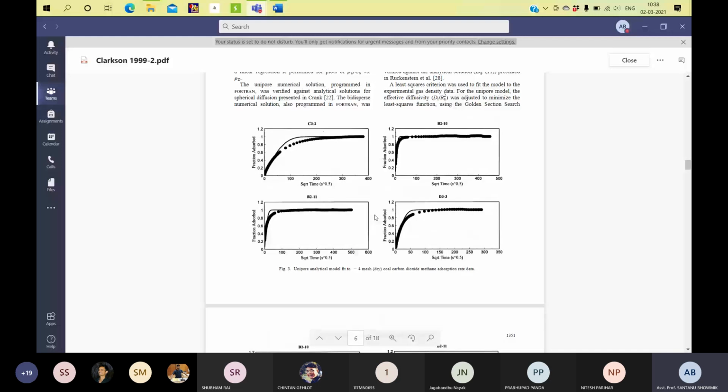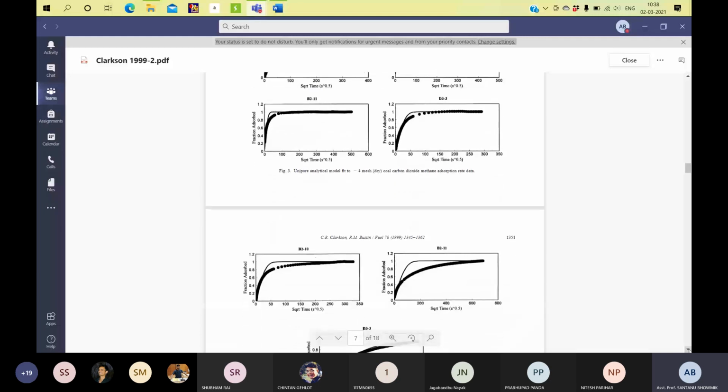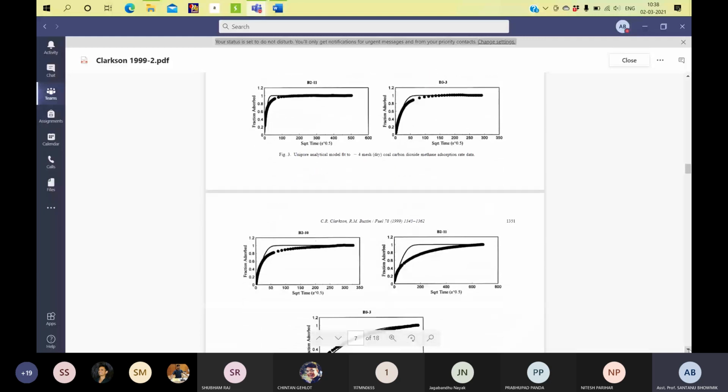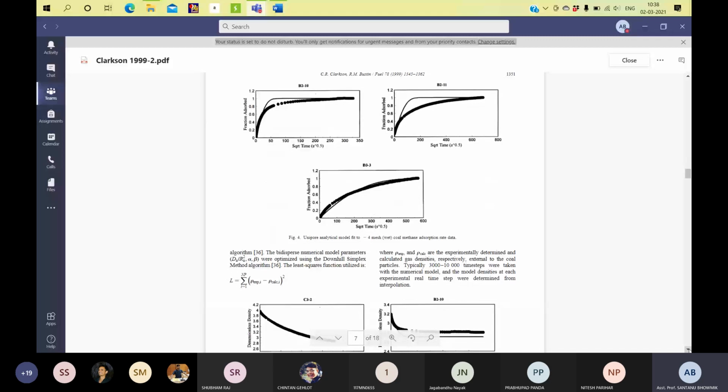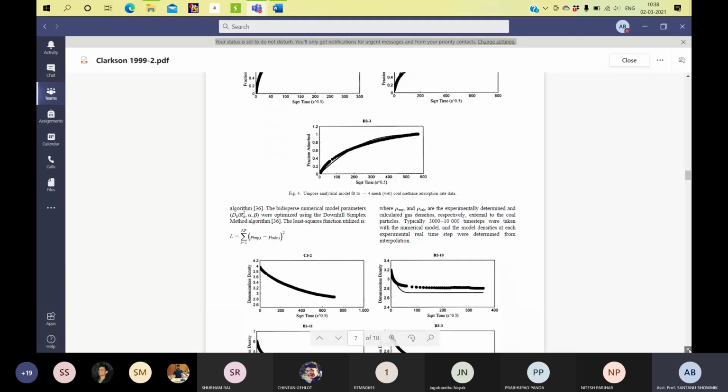The total percentage is going to be absorbed. So no further, it cannot be taken more than 1. Okay, so 100% absorption is taking place, and so it is becoming flat. These are all the data for the unipore modeling.